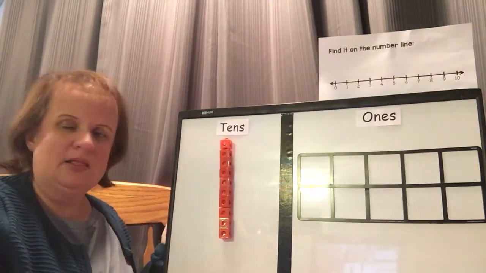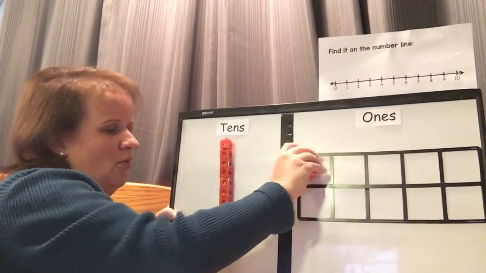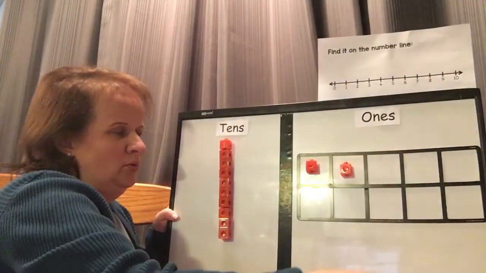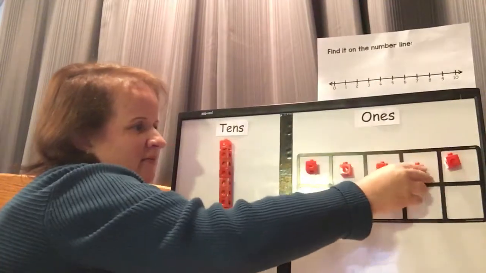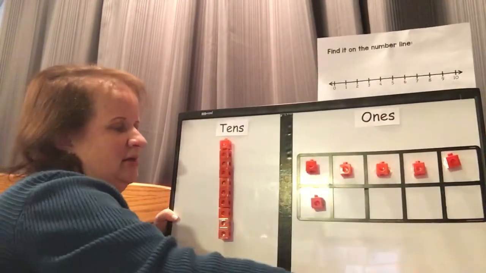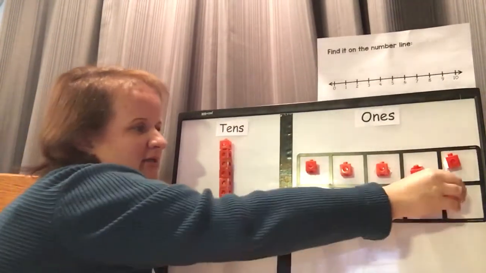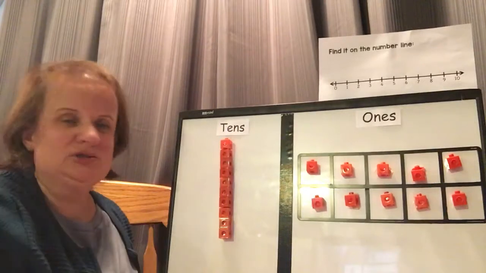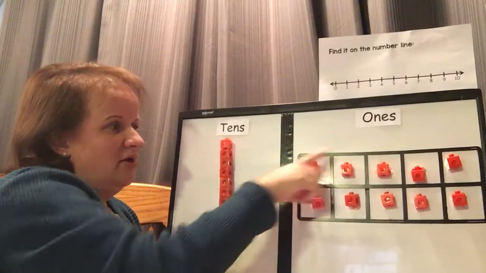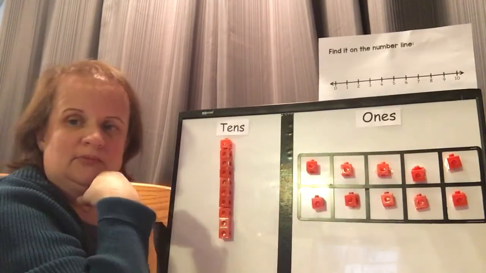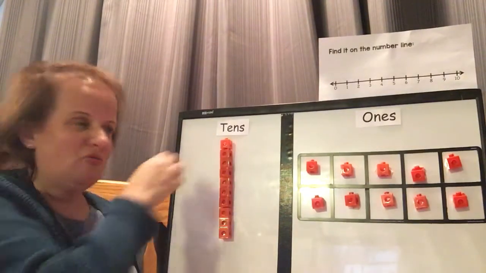Eyes looking. Let's put 10 blocks in our 10 frame. Count with me. 1, 2, 3, 4, 5, 6, 7, 8, 9, 10. That's the way to show 10 with our 1 blocks. There are 10 ones. But this is the way we show 10 with our rods.